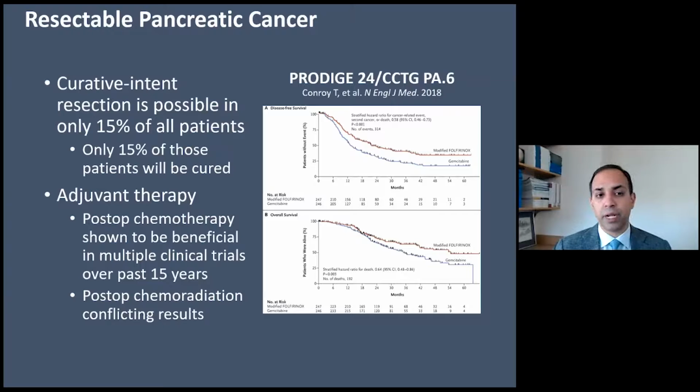Those patients randomized to the FOLFIRINOX arm after surgery had improvements in disease-free and overall survival when compared to those receiving gemcitabine. And this has been incorporated into the standard of care. There have been studies looking at postoperative chemoradiation, and these trials have had somewhat conflicting results in terms of benefit.